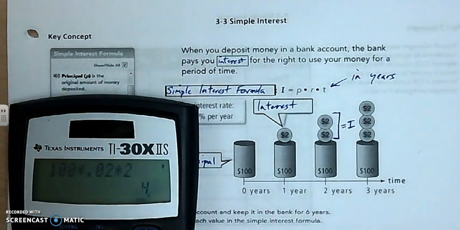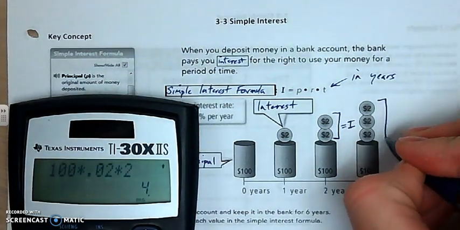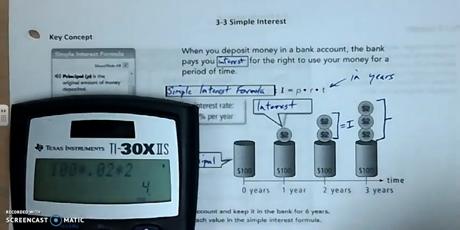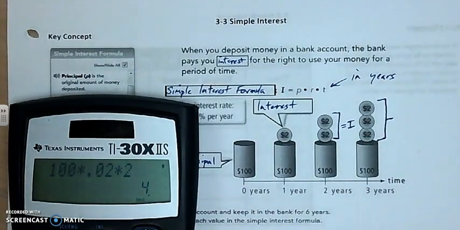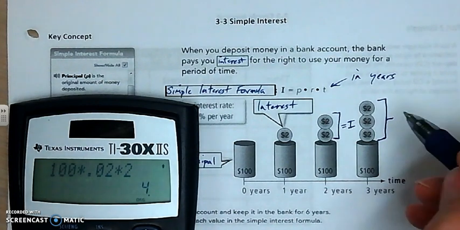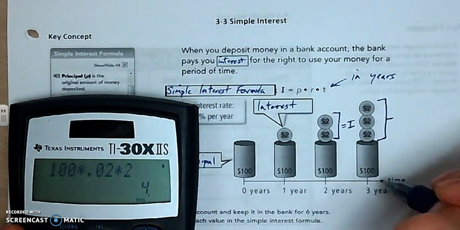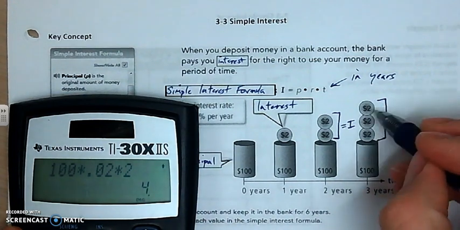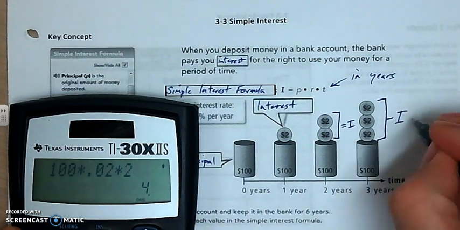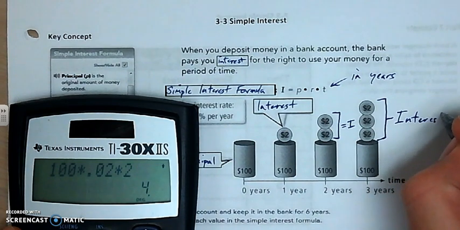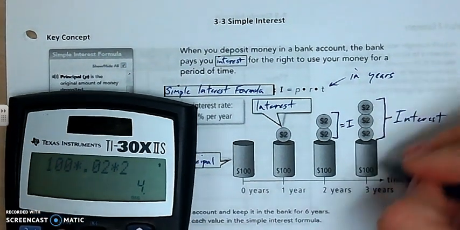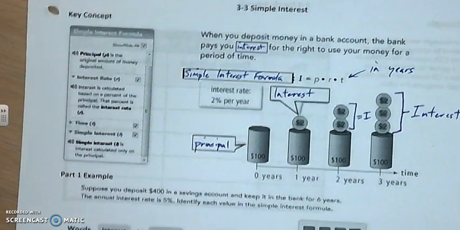So my quick question for you is, what does this represent? As you may recall, that's the interest we've earned after 3 years. It'll be $6. So at the end of 3 years, we have $106 in our bank account. That's the interest we've earned after 3 years, $106 sitting in our bank account. That's kind of the basic idea here.